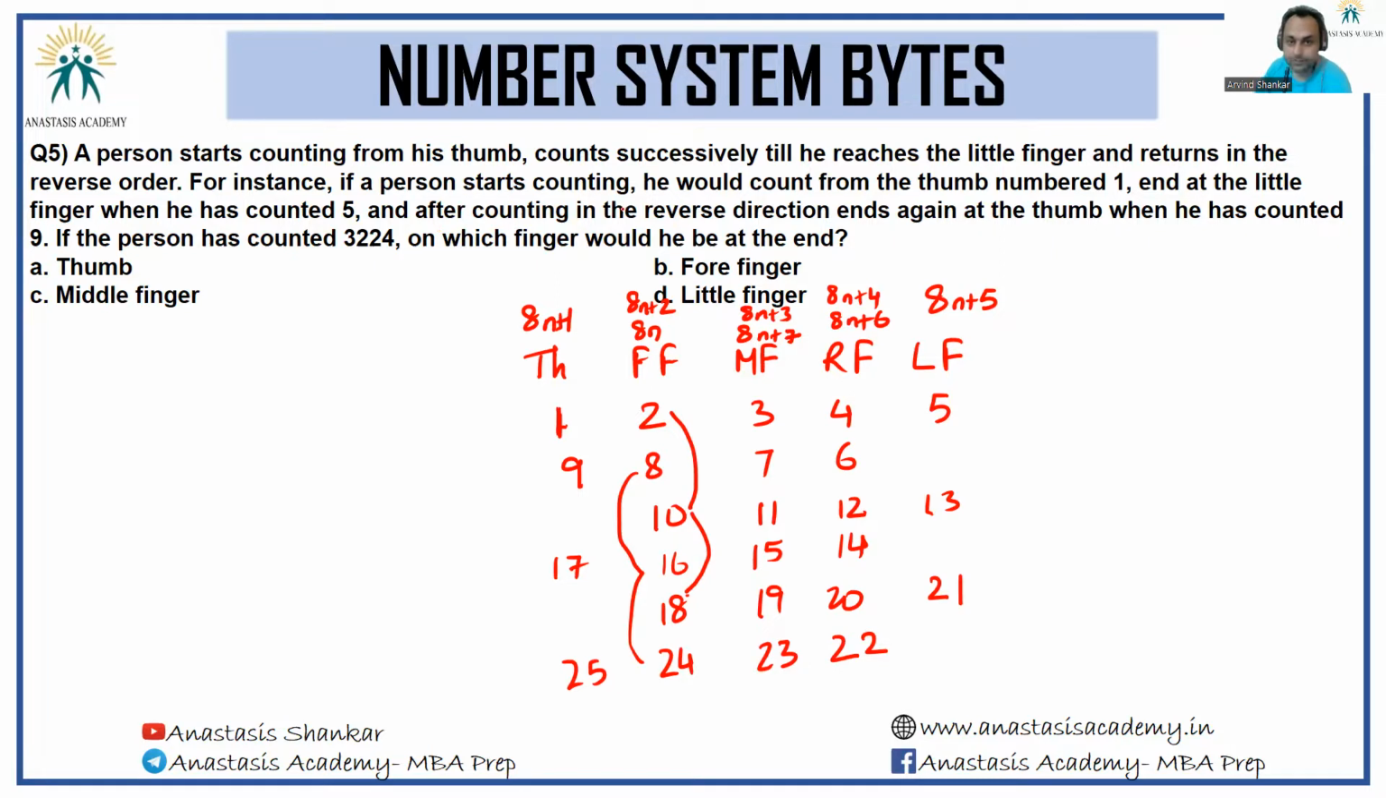Okay. If the person has counted 3224, which is an 8n kind of number, 3224 is divisible by 8. On which finger would he be at the end? 8n kind of numbers ends at forefinger. So answer has to be option B, forefinger.